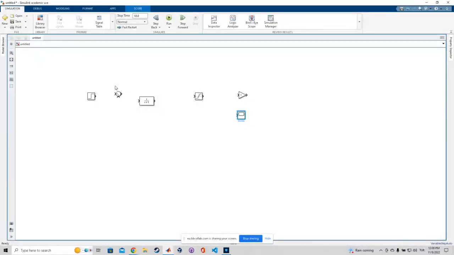Okay, let's start to build our model first. We have a step function, we have a sum product, our transfer function, and our saturation to limit the current, where saturation is just where you decide two points and limit your parameter. And then we have the gain and our scope.